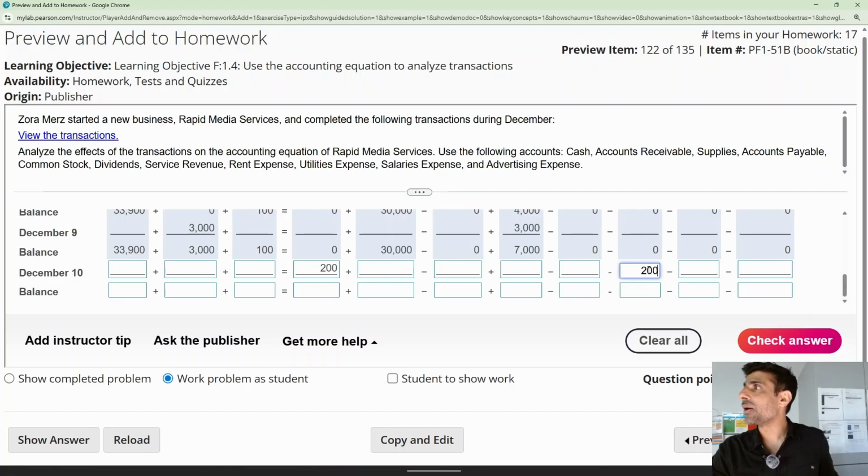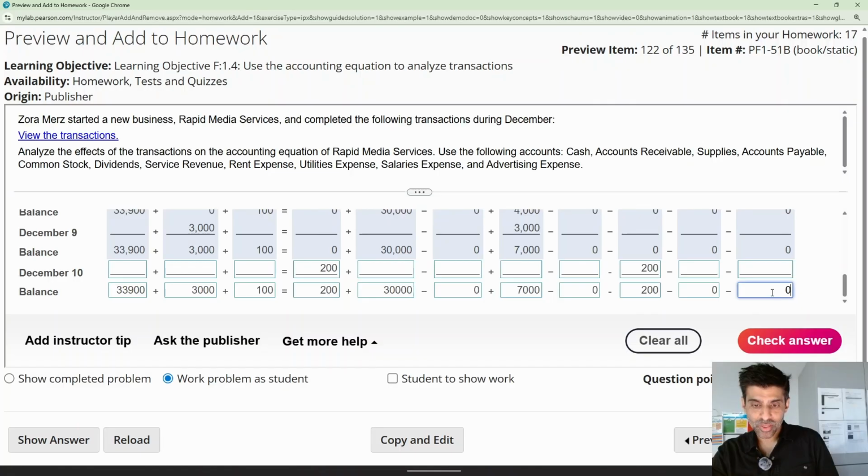Now, how does this keep our equation balanced? Okay, so let's just see how that works. So the balances on the asset side are unchanged. So we still have, what is this? 37,000 on the left-hand side. So 33,900 plus 100 is 34,000 plus 3,000. So 37,000 on the left side. On the right side, we have 200 for now our accounts payable, 30,000 of common stock, 0. We have revenue, 7,000 minus 200.